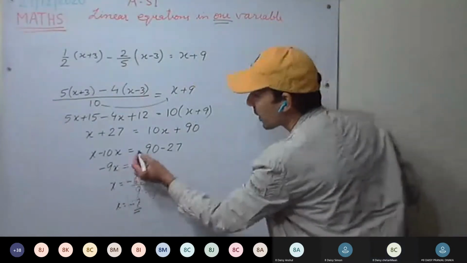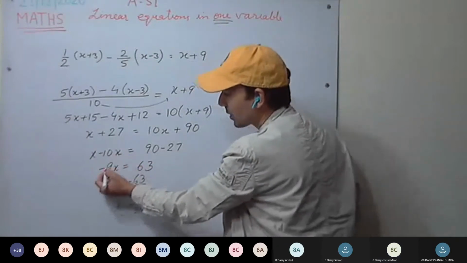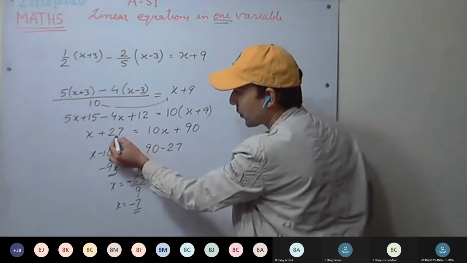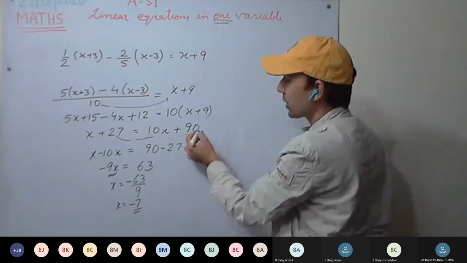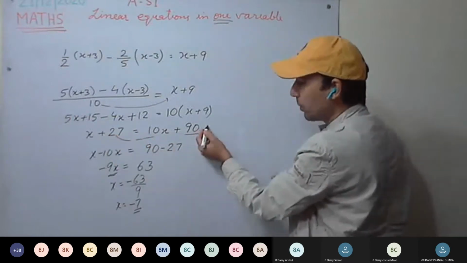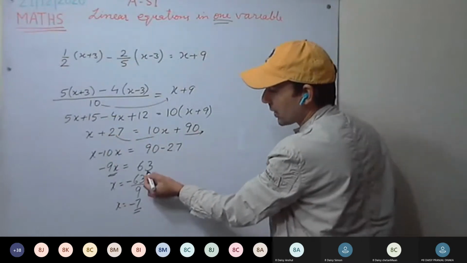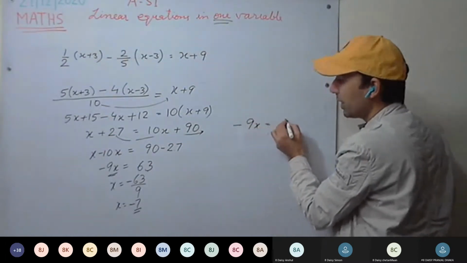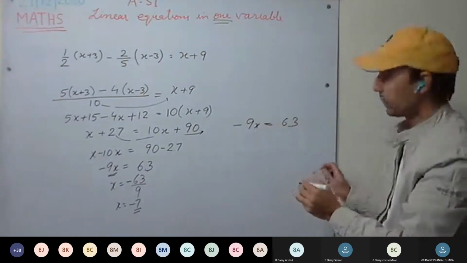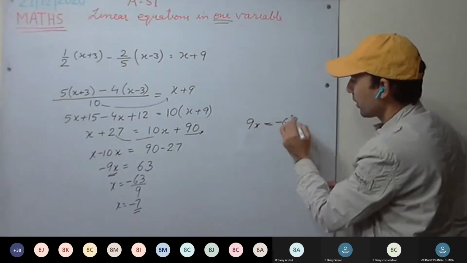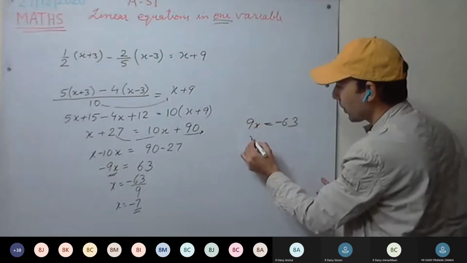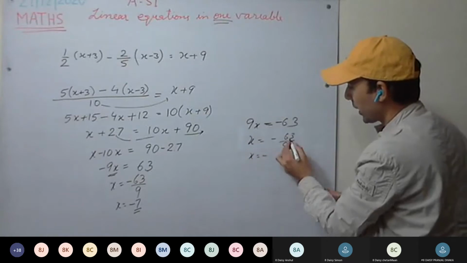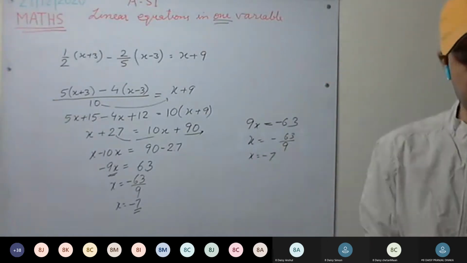Okay, see here what we are getting. You can see the step here. X minus 10x is minus 9x. This is clear. 90 minus 27. 27 we are moving from left hand side, transferring to right hand side. Plus 27 will become minus 27. 90 minus 27 is 63. Understood? So we are having minus 9x on left hand side and 63 on right hand side. So minus 9, if we remove from here, x equal to minus 63. Transfer this 9. X equal to how much? Minus, and it is 7. Understood?